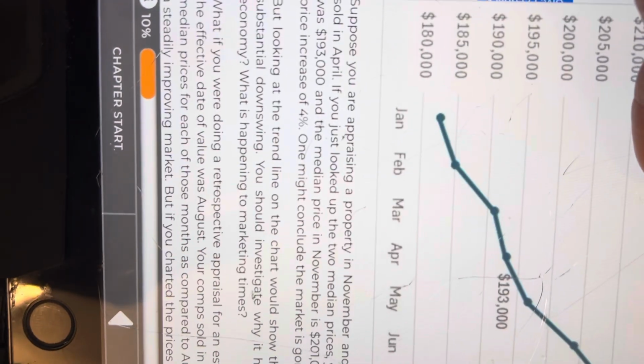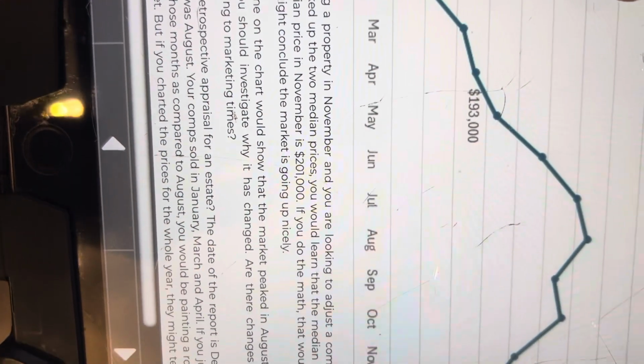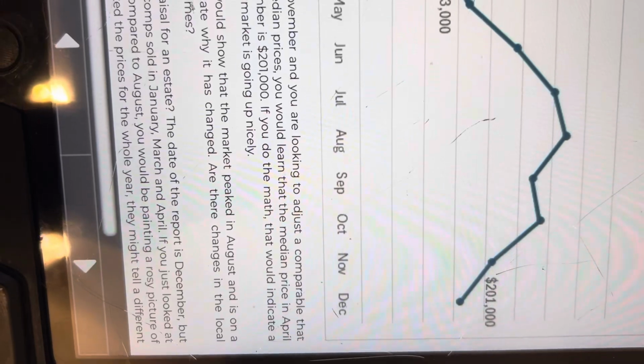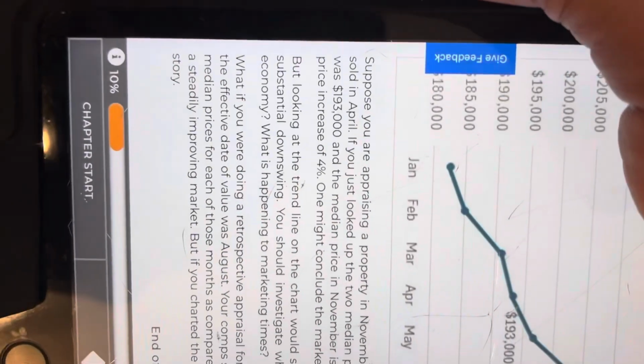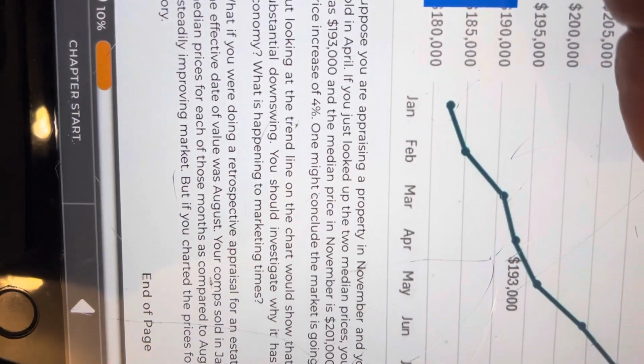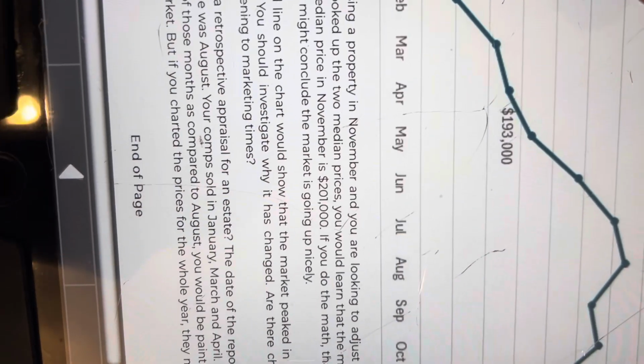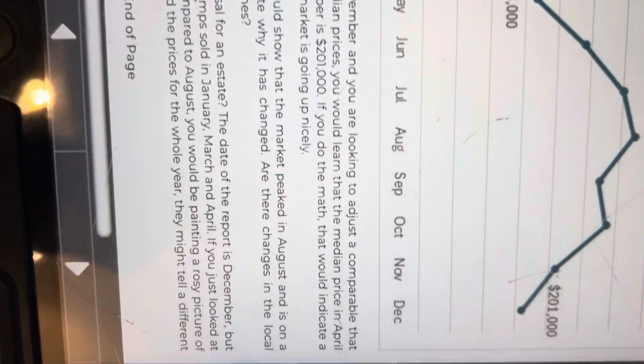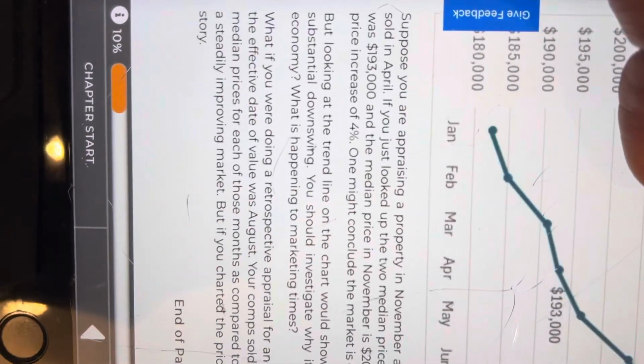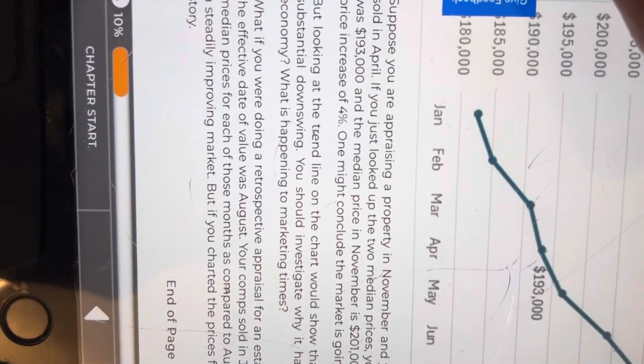But looking at the trend line on the chart would show that the market peaked in August and is on a substantial downswing. You should investigate why it has changed. Are there changes in the local economy? What is happening to marketing times?